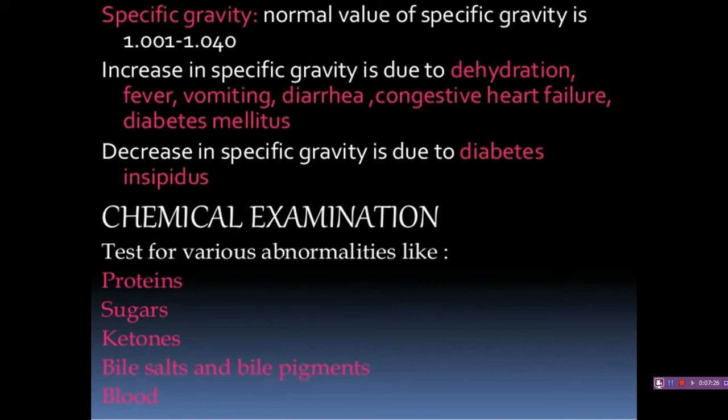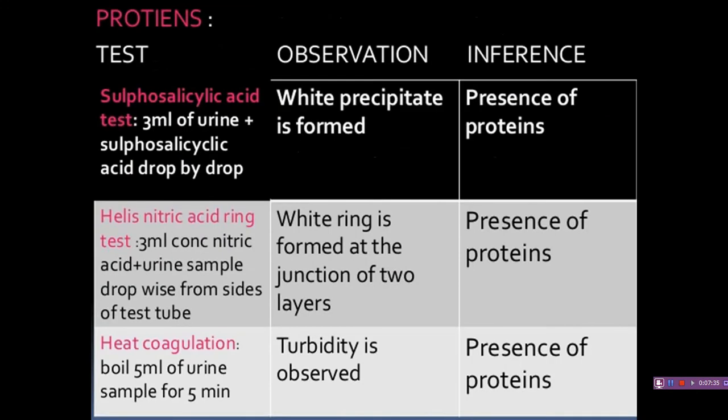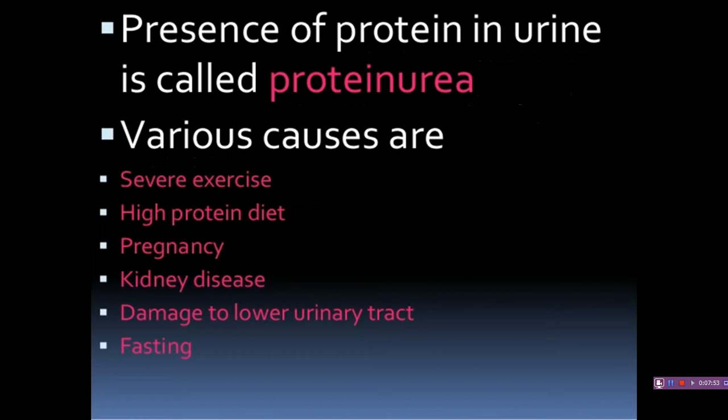Now come into the chemical examination. Tests for protein, sugar, ketone body, bile acid and bile pigment and blood. For protein, we test sulfosalicylic acid test. Here it is clearly seen. Next, what is proteinuria? Presence of protein in urine, and various causes are severe exercise, high protein diet, pregnancy, kidney disease, damage to lower urinary tract and fasting.